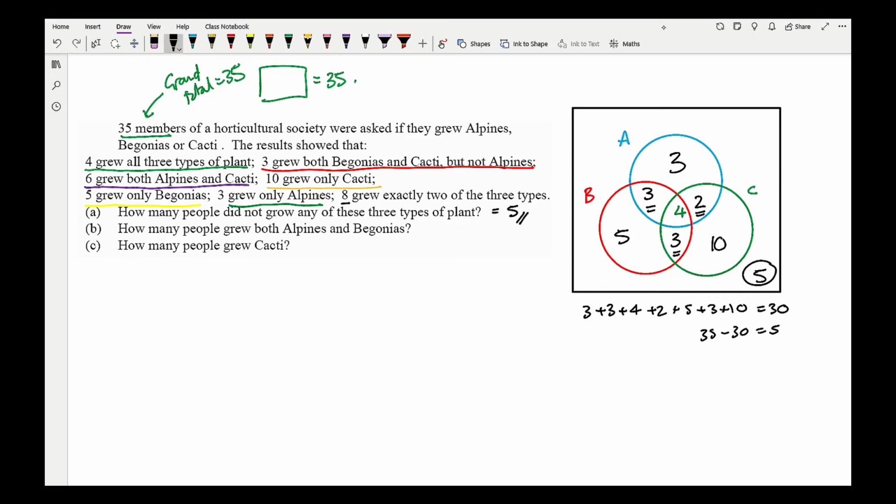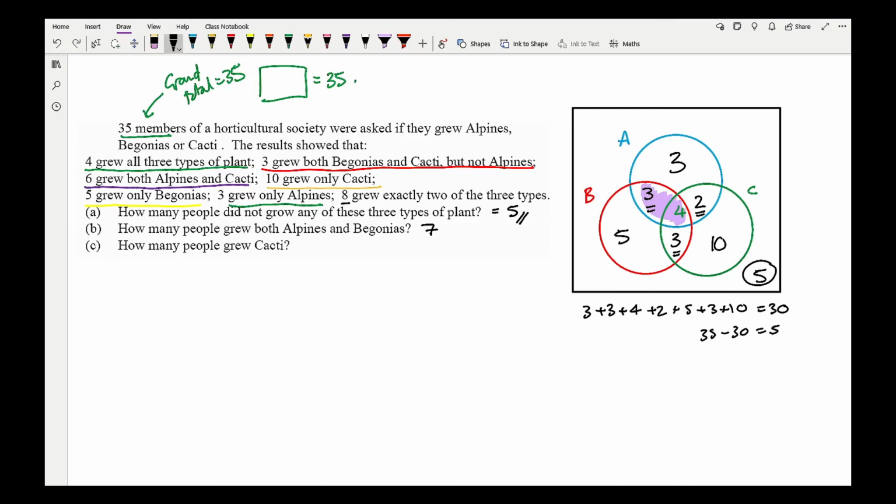Then it says how many people grew both alpines and begonias? Well, alpines and begonias is A and B, which is this region here. And because it doesn't grow C, it's just a case of how many grew both alpines and begonias. So that's going to be an answer of 7. And if the question was how many grew alpines and begonias but not cacti, then that answer would be 3. So that's why the answer is not 3.